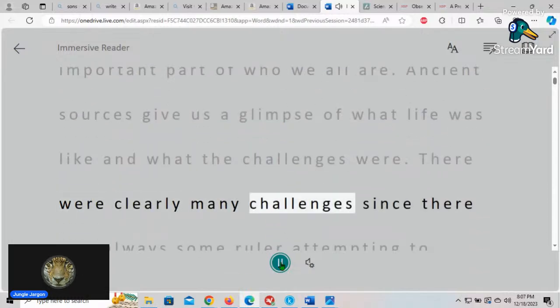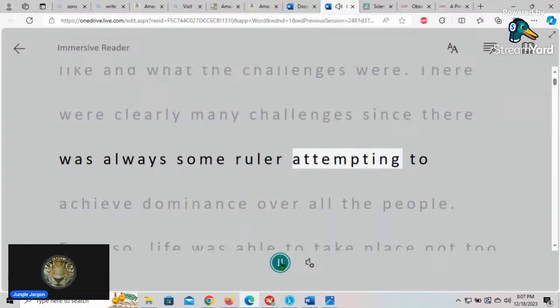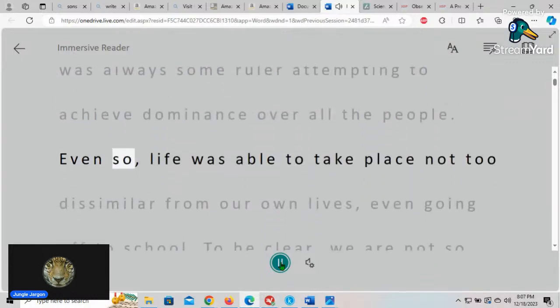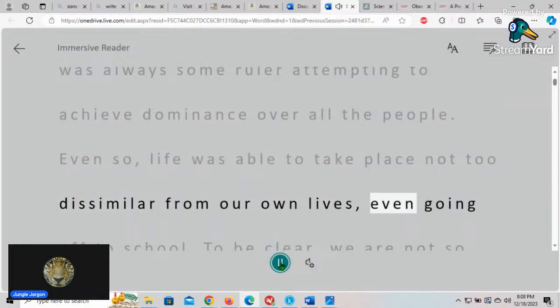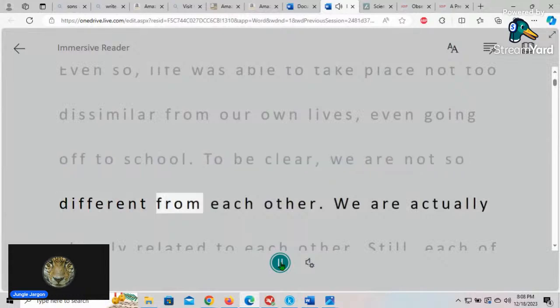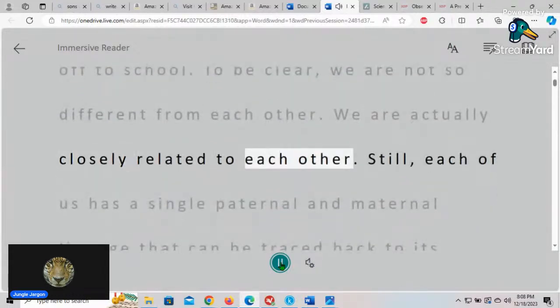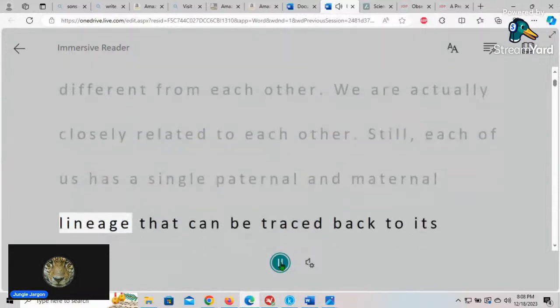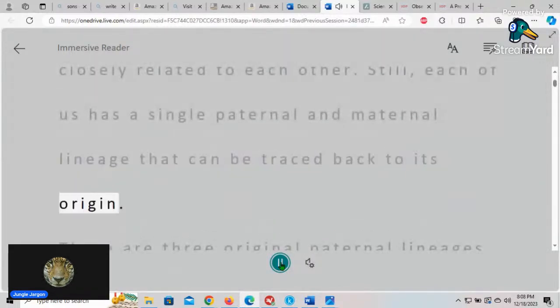There were clearly many challenges since there was always some ruler attempting to achieve dominance over all the people. Even so, life was able to take place not too dissimilar from our own lives, even going off to school. To be clear, we are not so different from each other. We are actually closely related to each other. Still, each of us has a single paternal and maternal lineage that can be traced back to its origin.